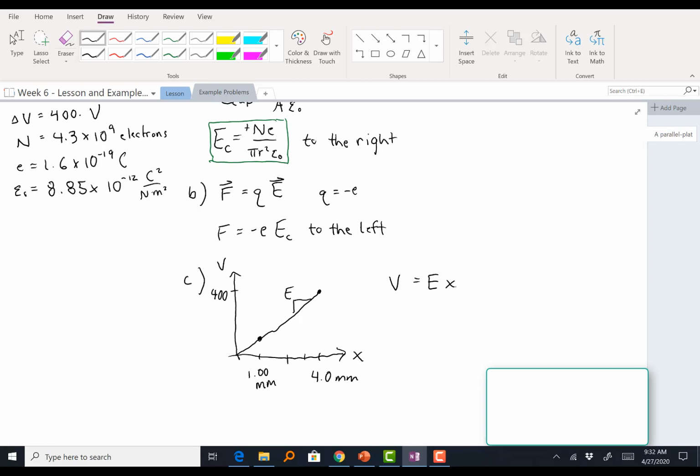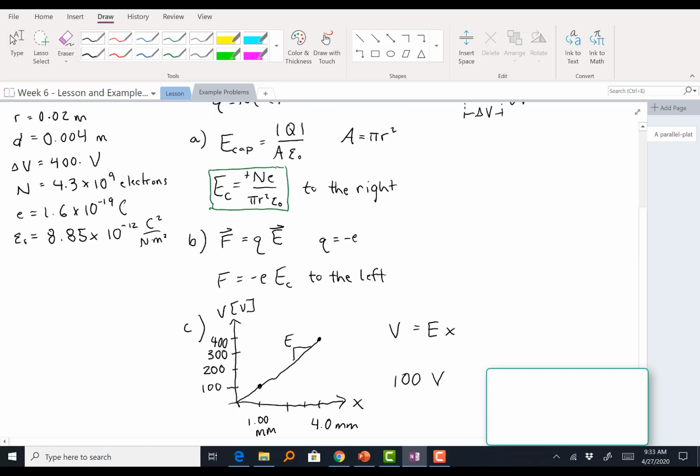The other thing that I can see is that as I'm going from 1, 2, 3, 4 millimeters, I've got up to 400 volts. And if this is linear, then this is also going to be linear on this axis. And so I would have it going from 100 to 200 to 300 volts. So if we did this calculation out, what I would expect my answer to be for part C is 100 volts.